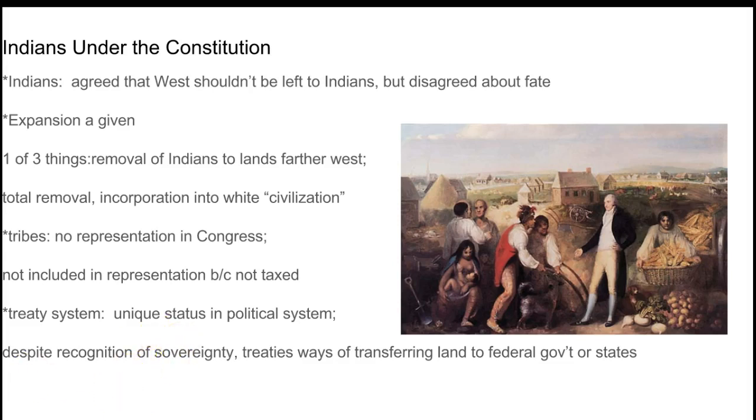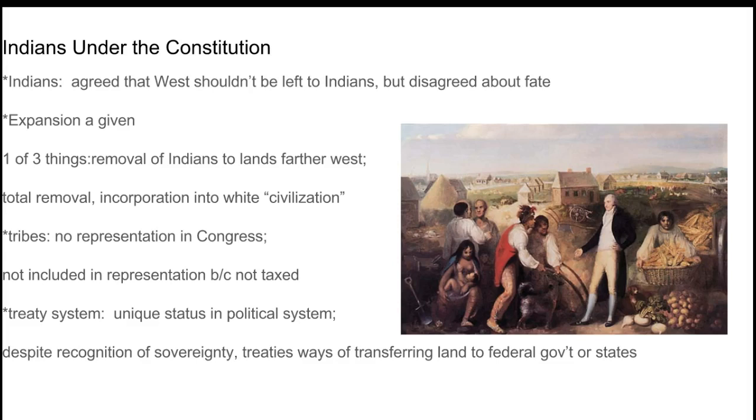Indians: with regard to the Indians, the framers did not know exactly what they needed to do with them, but they thought that the land was theirs. So they didn't know what to do about it. It was sort of like slavery. They were not too sure what to do about it, but they knew that the land in the West was going to be theirs. Expansion was a given, and so you had these options.